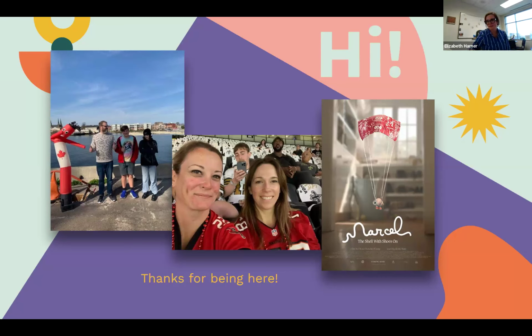That is me. Since I'm a Florida native, in the middle picture, I love the Bucks. And unfortunately, they did lose this past Sunday. And also, I love movies. Marcel the Shell with Shoes On, I would highly recommend. That's been a fantastic movie for myself and my kids. And I do have a teenage son and a teenage daughter and my husband. And that was our trip to Canada last year.